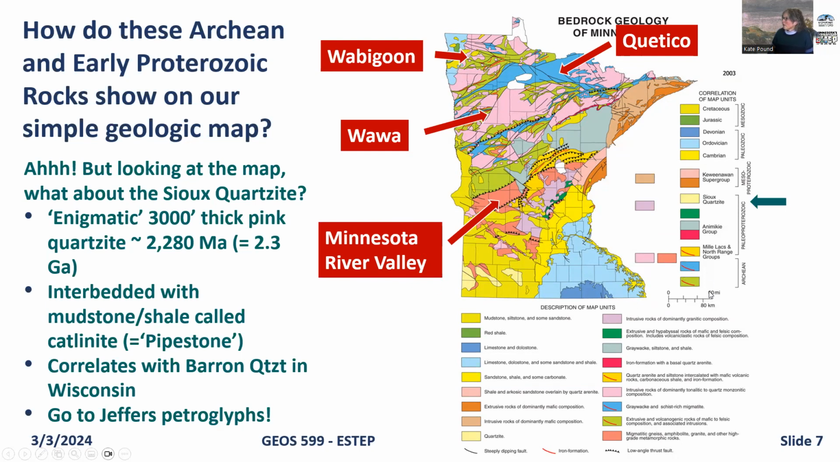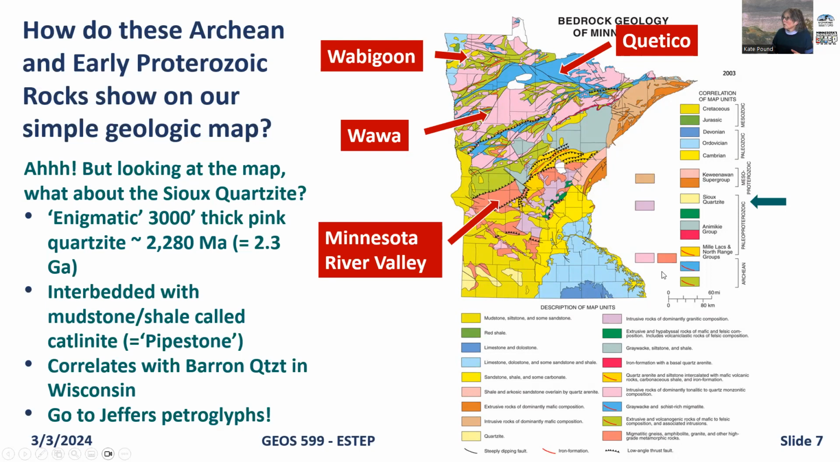But if we look at our correlation of map units, one unit we haven't dealt with yet is the Sioux quartzite. And I want to touch on that now. The Sioux quartzite in pale yellow is shown here in southwestern Minnesota. Now, Sioux quartzite is fascinating. I'll just call it enigmatic because it's really hard to understand the conditions that produced more than 3,000 feet of quartz sand. It's a pink color, so there's iron that has oxidized in it, but essentially it is a quartzite. It is just over 2.3 gigaannum, 2.3 billion years old, or you could say 2,280 million years old.